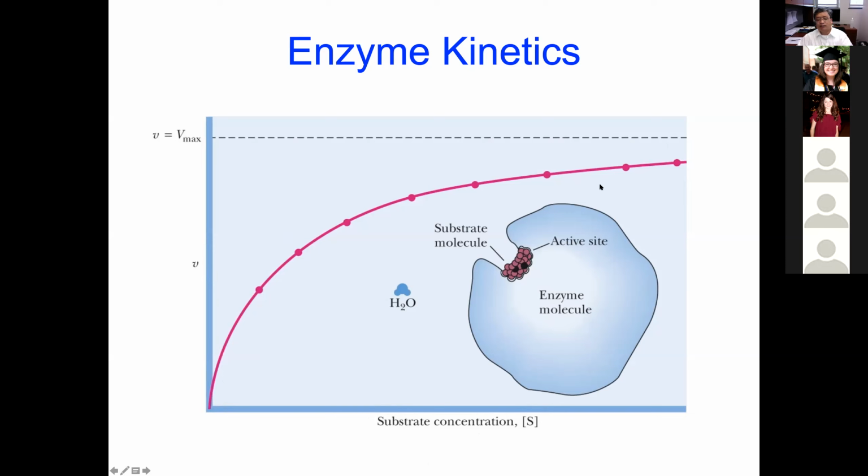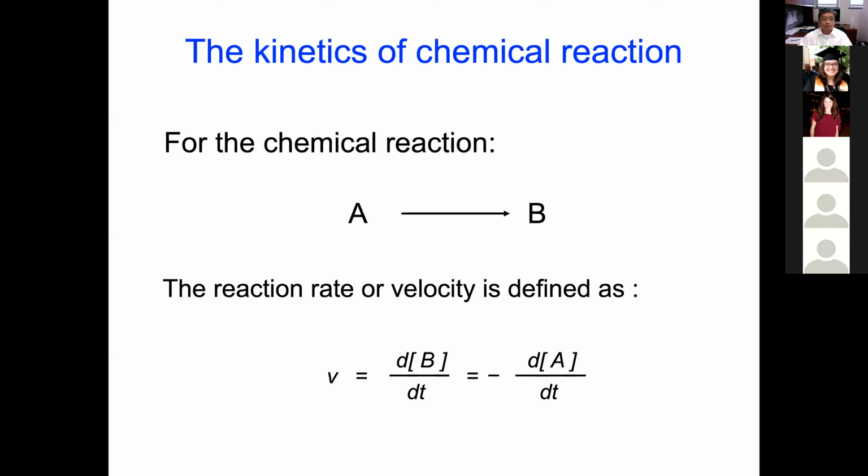One very important concept about the enzyme catalytic reaction is that every enzyme has a catalytic active site. The substrate has to bind there, and then the reaction will occur, and then the product will be released. Before I start to talk about enzymes, I'll give you a brief overview of the basics of the kinetics of chemical reactions.